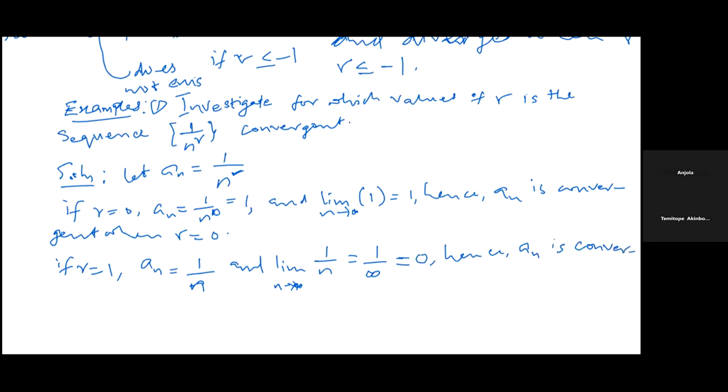When r equals 1. So write this before I scroll up. When you're done writing, let me know. Okay, sir.